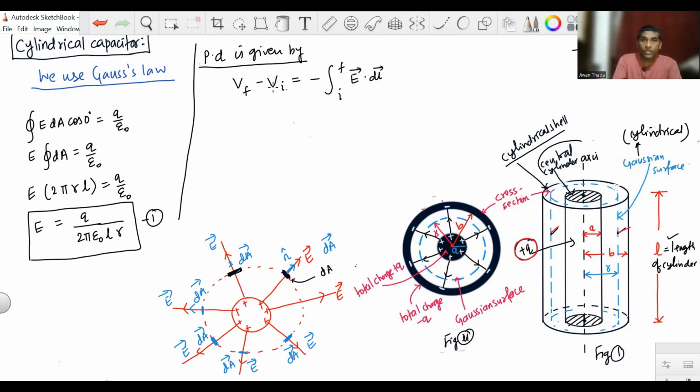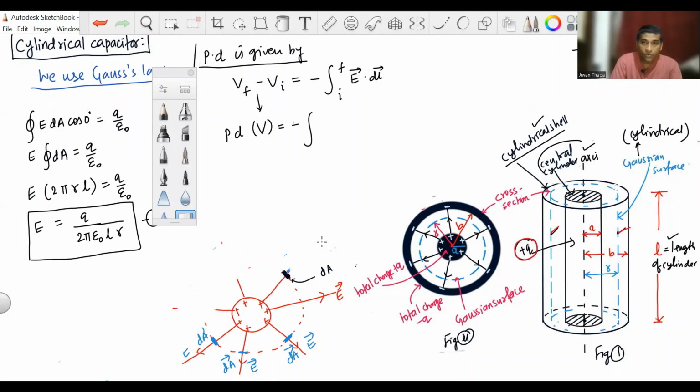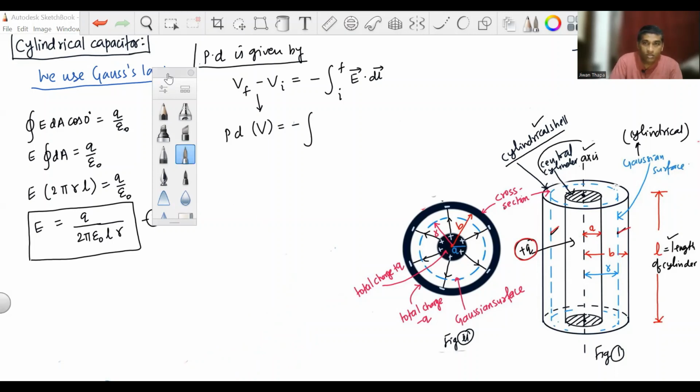Now we are going to use this expression for finding potential difference. The cylindrical cell and central cylinder act as the plates of the capacitor. So we are going to find potential difference between the plates of the cylindrical capacitor using this expression, and let us denote this difference by V. So this is the potential difference between the two plates of the cylindrical capacitor. We can write this as minus the integral, where i is the initial position. Now we want to integrate, and let's see this in the diagram.